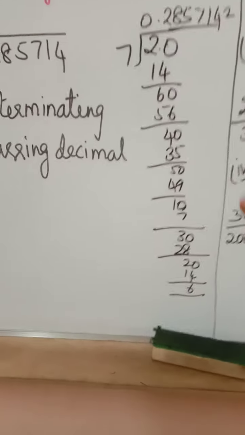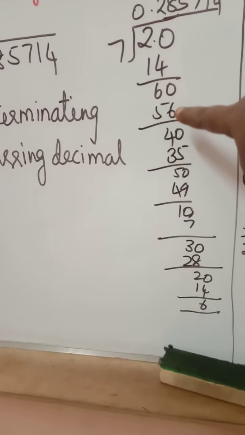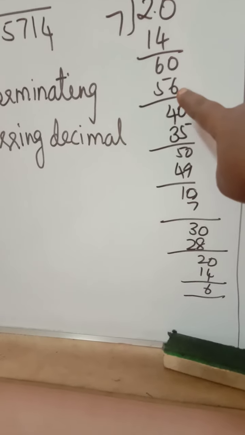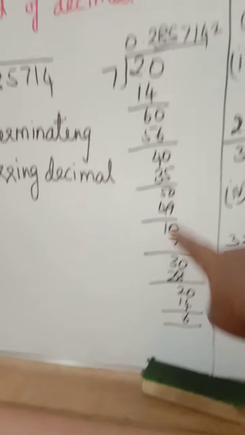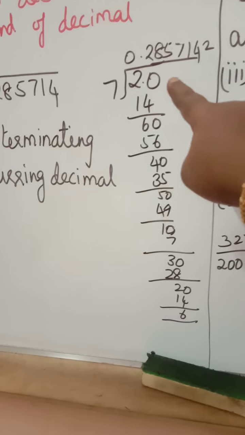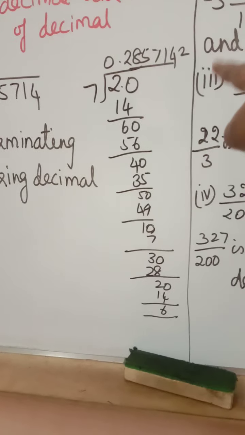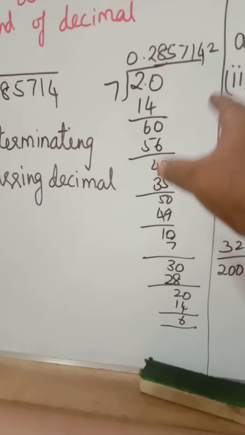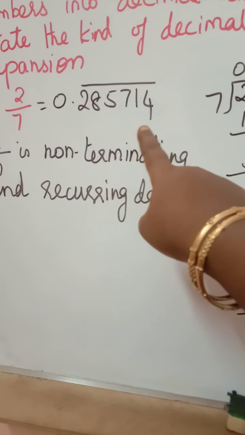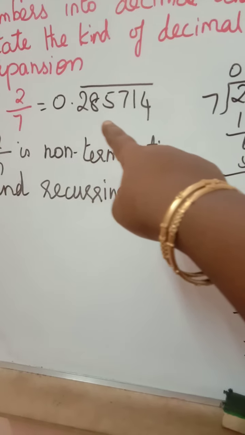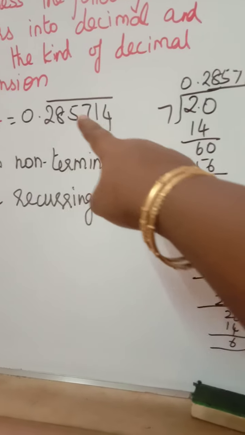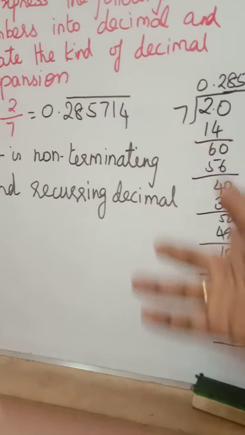Remainder is 6. Next, if we include 0, 8 sevens are 56, remainder 4, and the same numbers will be repeated. So 2, 8, 5, 7, 1, 4, these 6 numbers are repeating. We can stop here and write 0.285714 and put the bar over the numbers which are repeating. We don't need to write the next 2, because once we write the repeating numbers and put the bar, that's enough.